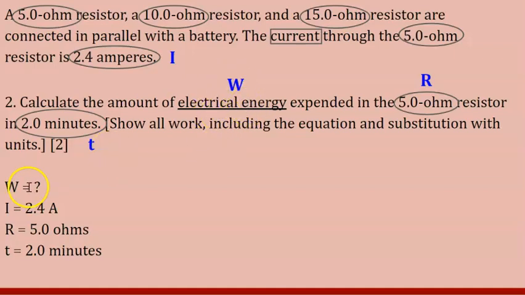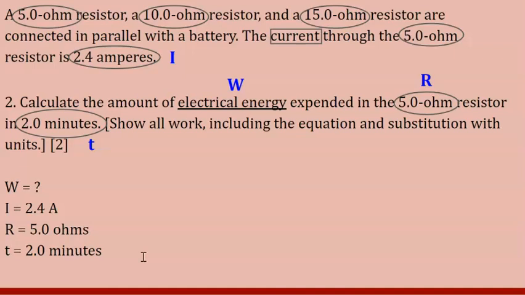I know I'm looking for W, so I have W equals question mark. I know I is 2.4 amps right here, and that's also why I boxed current, because the current through the 5 ohm resistor is 2.4 amps. R is 5 ohms, and T is 2 minutes.